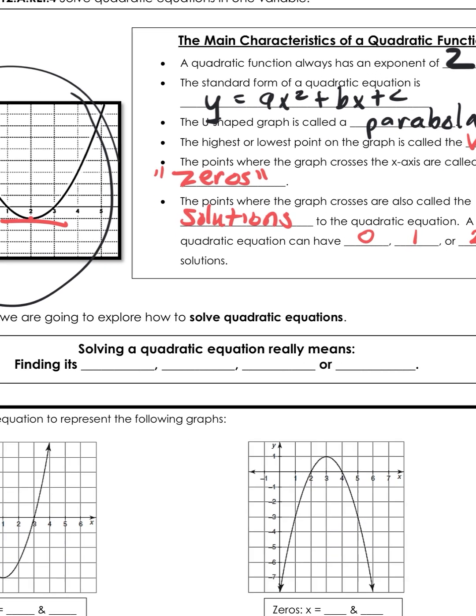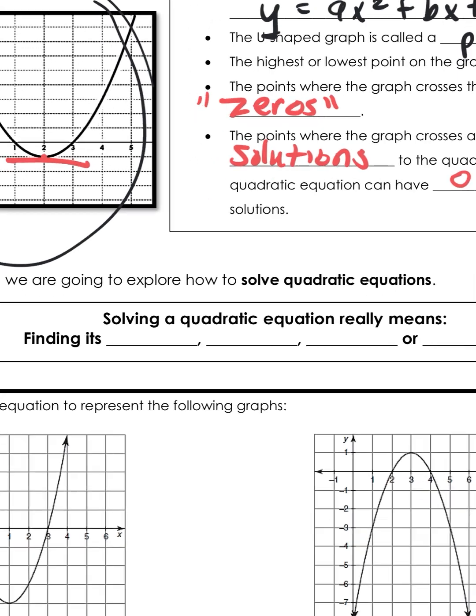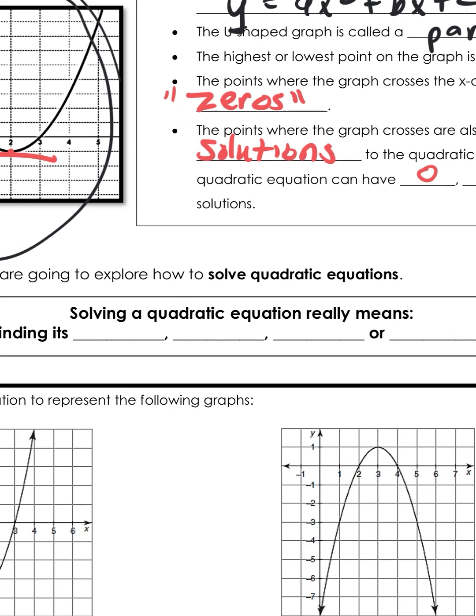So when we say we're going to solve a quadratic equation, we're talking about finding its zeros, its solutions. Sometimes we call them roots. And really what we're getting down to, what all these words really mean is the x-intercept. That's what they all really mean.